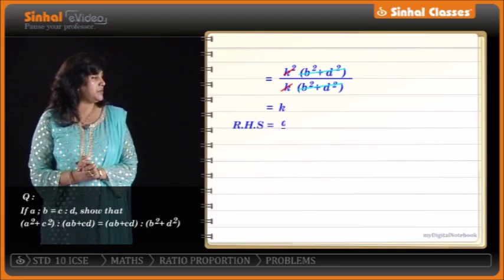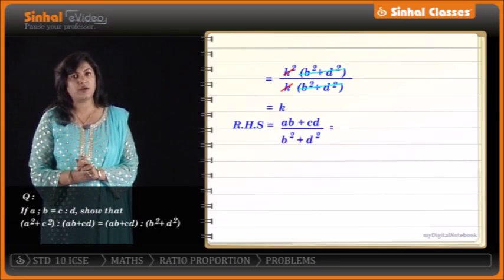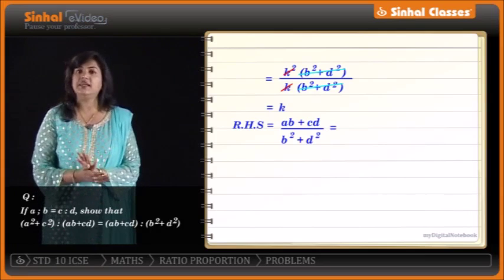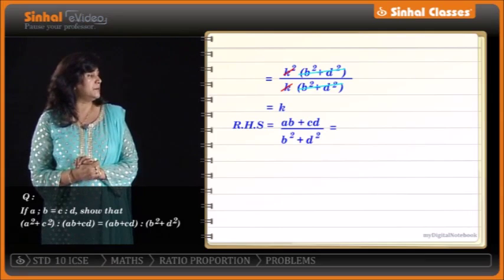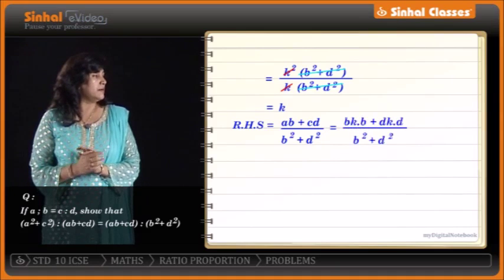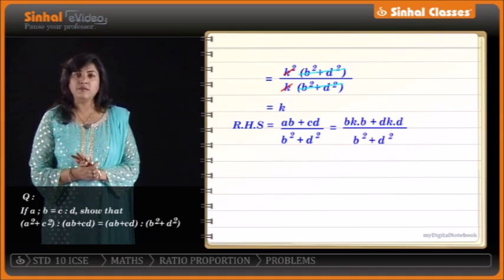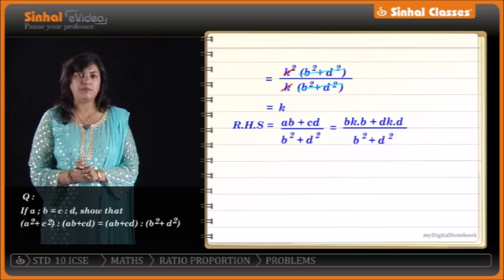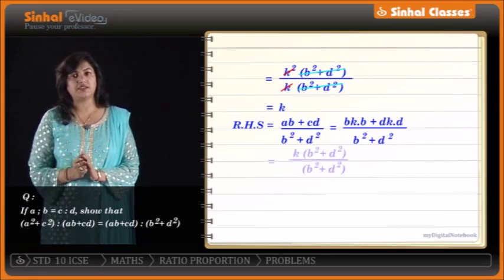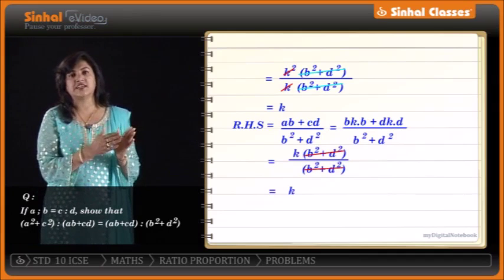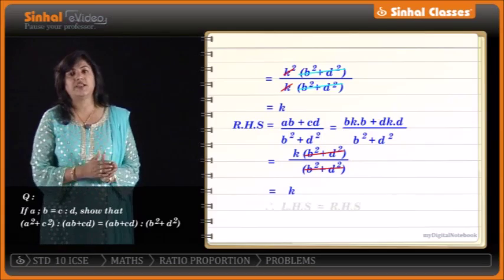RHS is ab plus cd upon b square plus d square. Again we substitute a and c. Let b and d be as they are. We get bk into b plus dk into d upon b square plus d square. From the numerator, k common outside, we are left with b square plus d square upon b square plus d square. That cancels. We have k. So we have LHS as k, RHS as k. So LHS is equal to RHS.